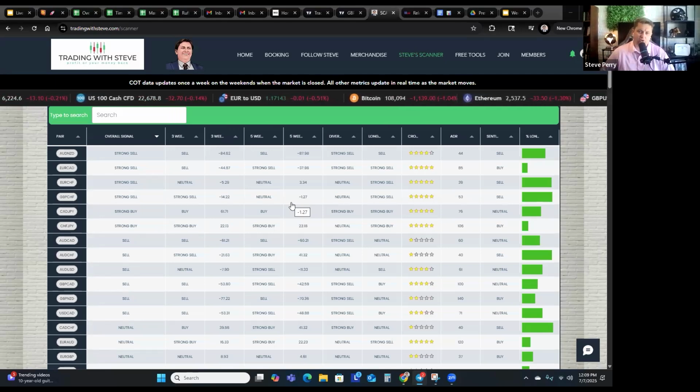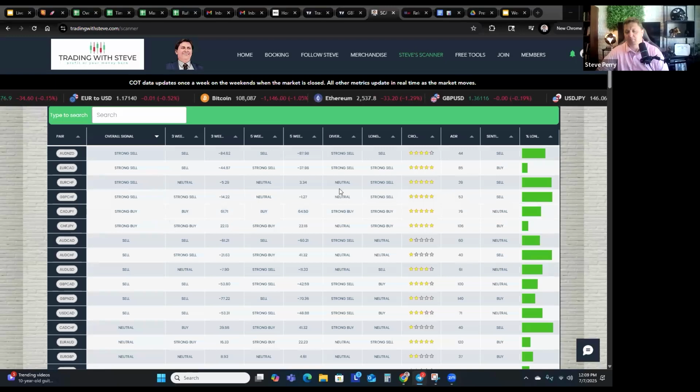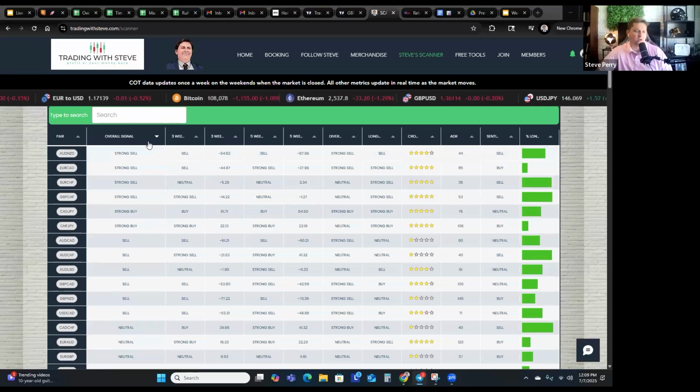And so our scanner is really smart. It goes out and looks at the data from 6 different angles, and it ultimately delivers those metrics to you on the scanner. But most importantly, it's smart enough to deliver the most high quality weekly signals right here in the overall signal column.